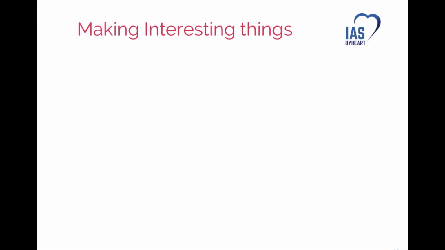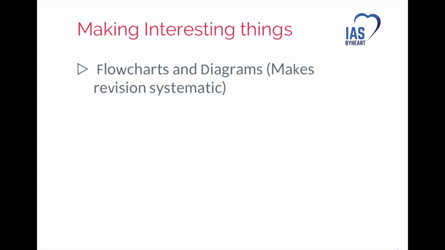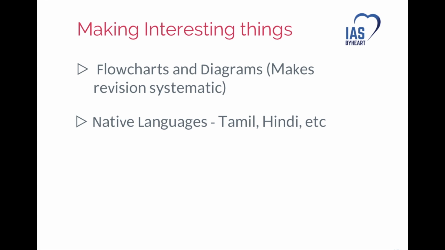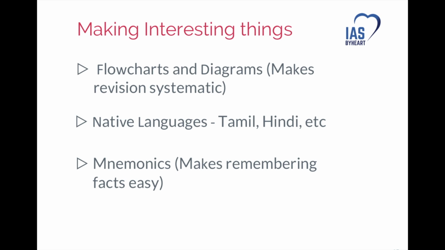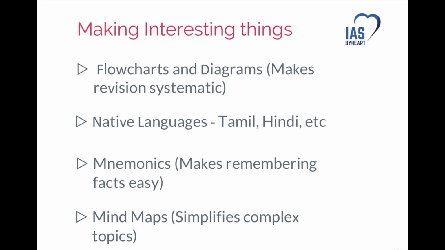These are a few ways in which you can prepare notes for better understanding. The first thing is the use of flowcharts and diagrams. I've already shown you how I use flowcharts to make my revision systematic. The second way is to use your own native language. Use of some words can make you remember certain concepts in a very easy way. The third way is the use of mnemonics. This makes remembering some very difficult facts very easy. And the fourth option is to draw your own mind maps or refer to online sources for mind maps for some complex topics.